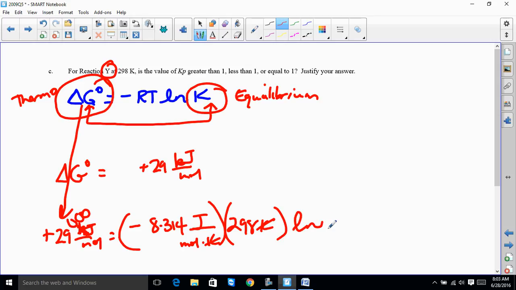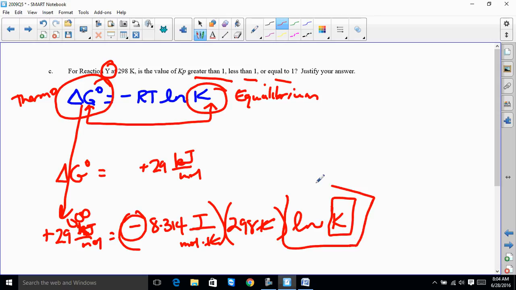And then ln K, and the question is, what would K have to be, less than 1, greater than 1, or equal to 1, to make the answer positive? Well, think about this. This is negative. Temperature is always positive because the coldest temperature in the universe is 0, absolute 0. And so this would have to be negative. So first thing you got to get is ln of K has to be less than 0. Why? Because a negative times a negative gives you a positive.